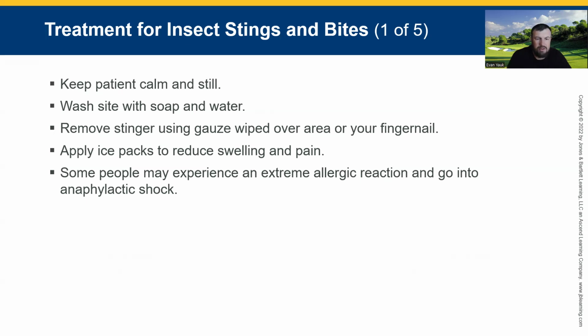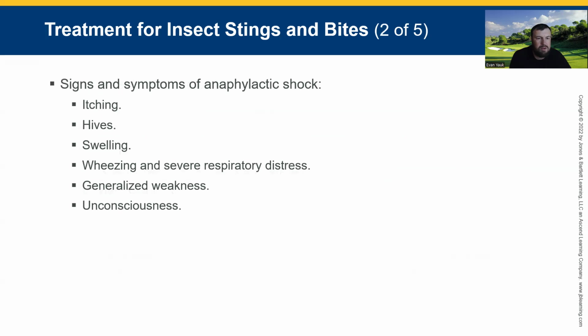So treat for shock. If you can, let's lay them down. Let's cover them up with a blanket to maintain body heat, and let's flood them with oxygen, non-rebreather, 15 liters per minute. Signs and symptoms of anaphylactic shock, I kind of said a little bit of them there: itching, hives, swelling, wheezing, severe respiratory distress, generalized weakness, and unconsciousness. If we hit that unconsciousness, we're in bad trouble.